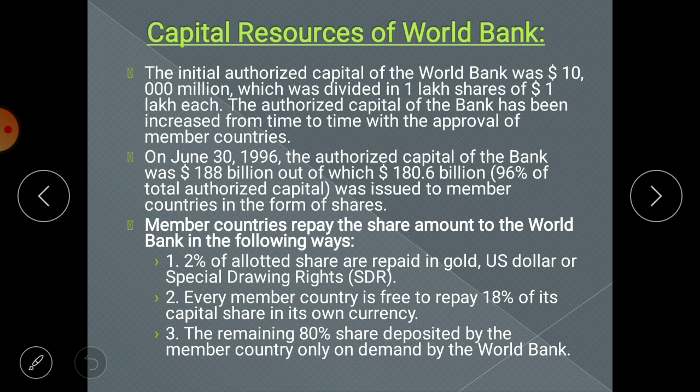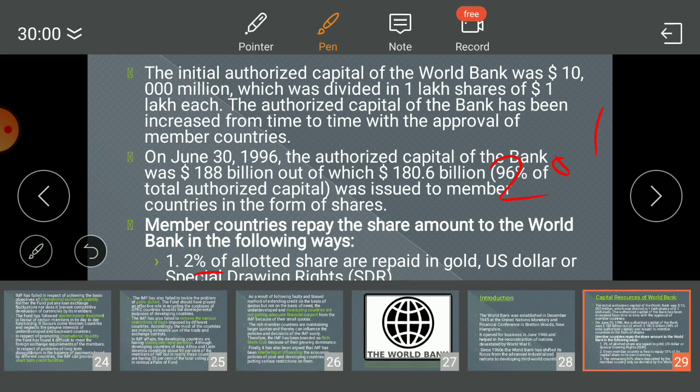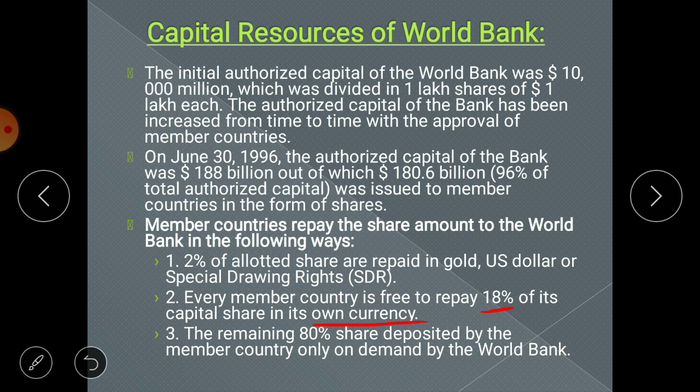Then 18%. Every member country is free to repay 18% of its capital in its own currency. 2% in either of gold, US dollar, or SDR, and 18% in own currency. So 18 plus 2 becomes 20%, and the remaining 80% share is deposited by the member countries only on demand by the World Bank.